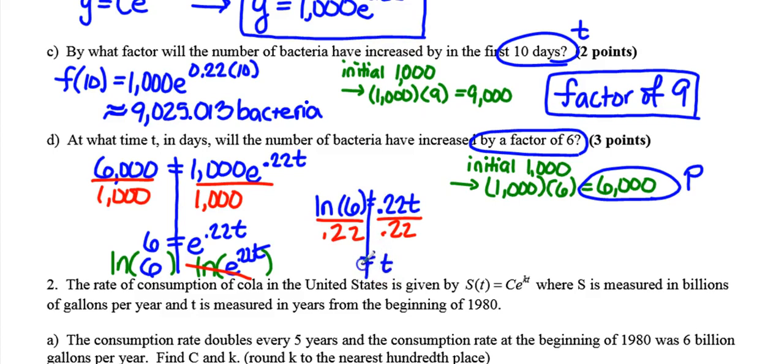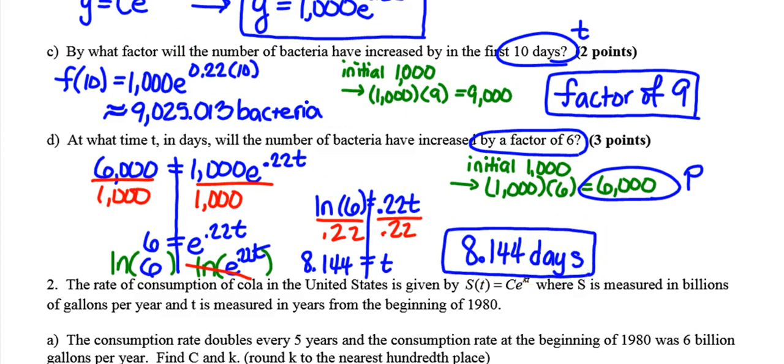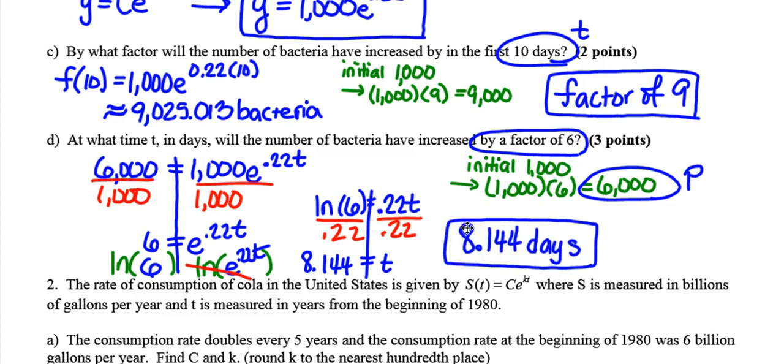And we will take our calculators and figure out natural log of 6 divided by 0.22. We get 8.144. So our answer is 8.144 days. So during the 8th day. And number 1 is complete.